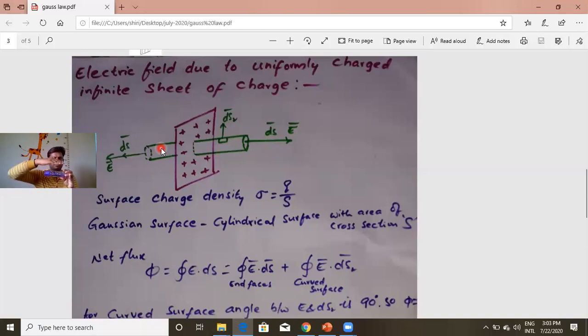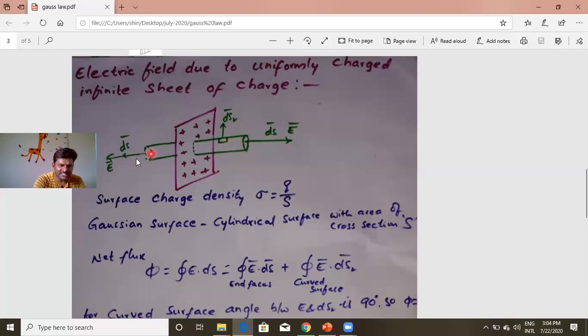And for the curved surface, we need to consider some other representative elements. What I did here is, here ds. I am giving the same name here because they are symmetrical. For the end faces, I am considering the representative element as ds, and for the curvature, I am considering the representative element as ds2. Then we need to see what is the angle between E and ds.